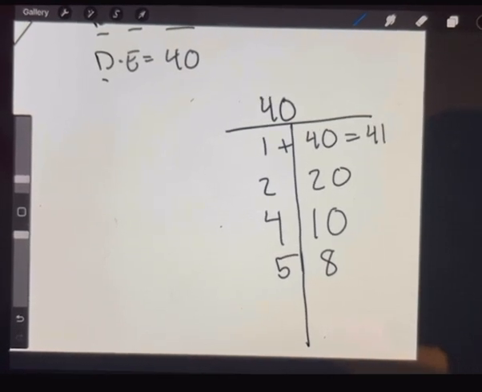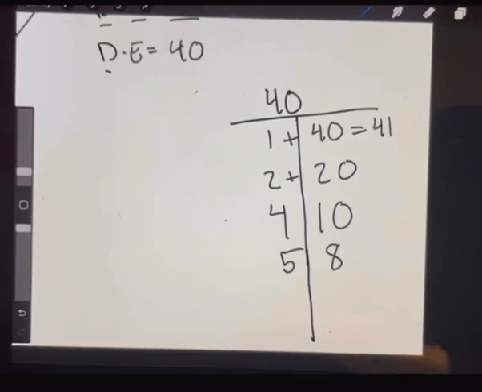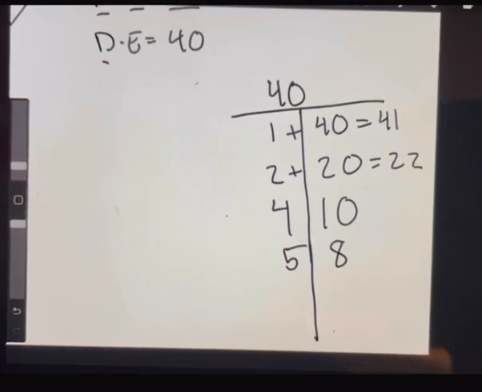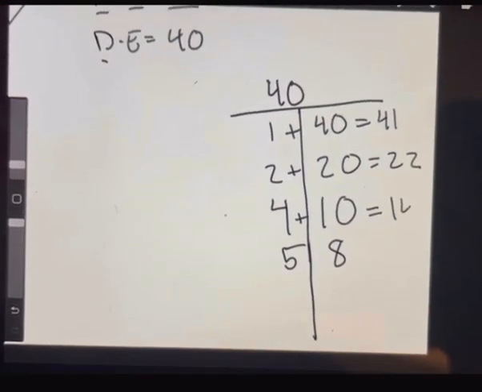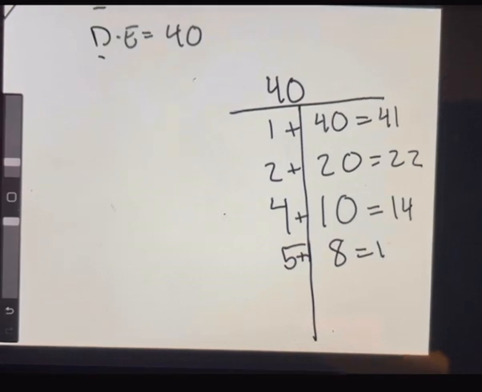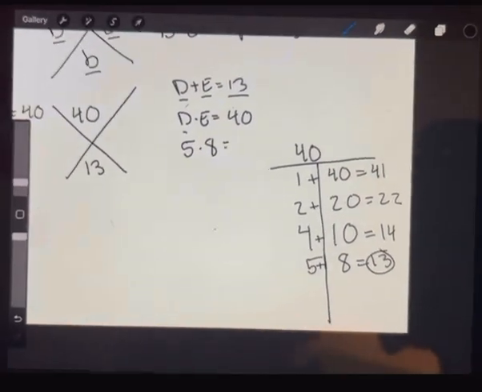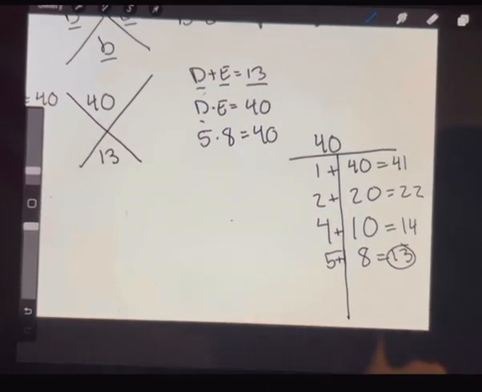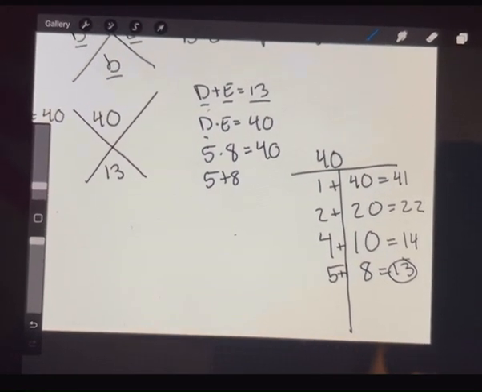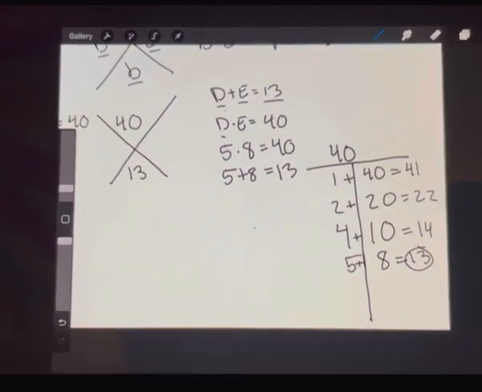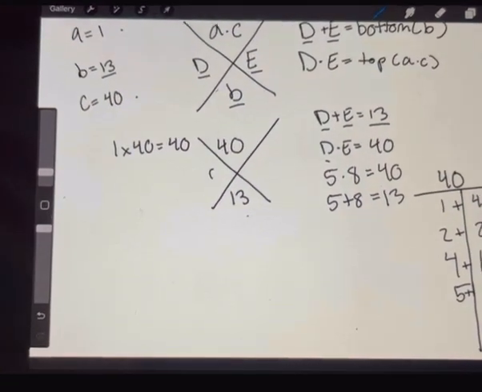40 and 1 is 41, 2 and 20 is 22, 4 and 10 is 14, and 5 and 8 is 13. So we have our number. Now we can confirm this by rewriting it, saying 5 times 8 is 40, and 5 plus 8 equals 13. So our D and E variables are now 5 and 8.